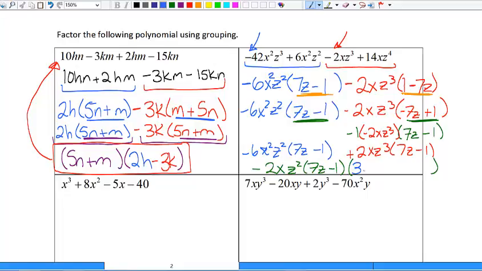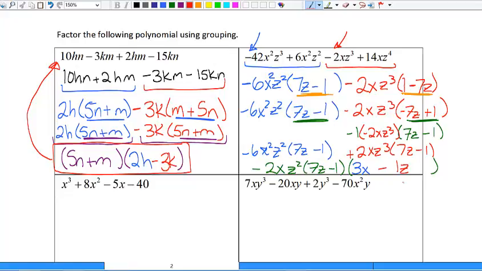X squared divided by x, that's x. Z squared divided by z squared, that's 1. I don't need to write it. The parentheses divided by the same parentheses, that's 1. I don't need to write it. On my next term, positive 2 divided by negative 2, that's negative 1. X divided by x is 1. I don't need to write it. Z cubed divided by z squared, that's z.